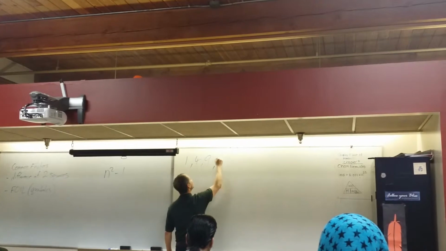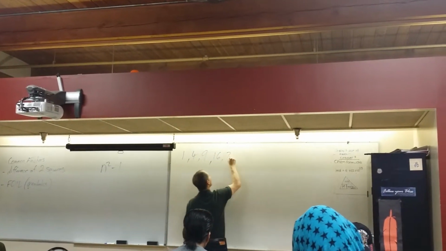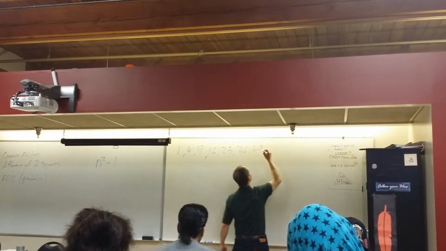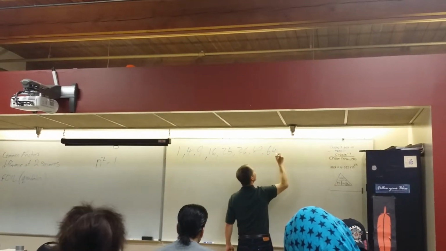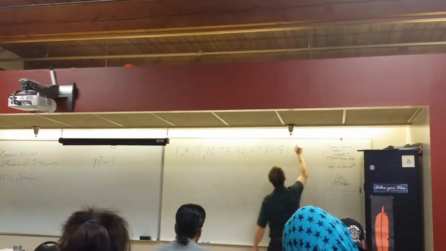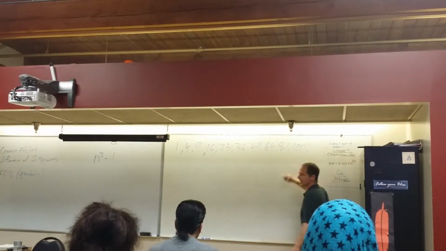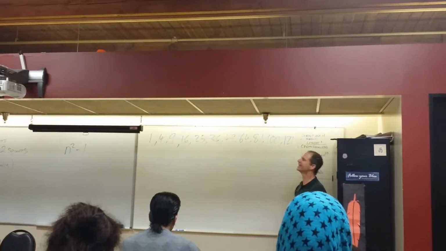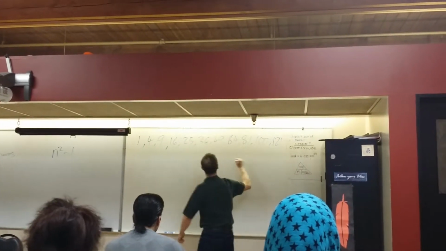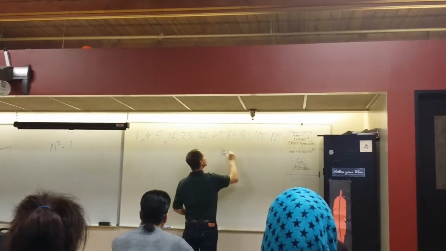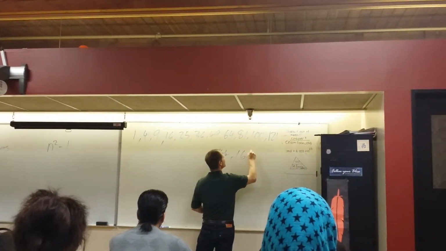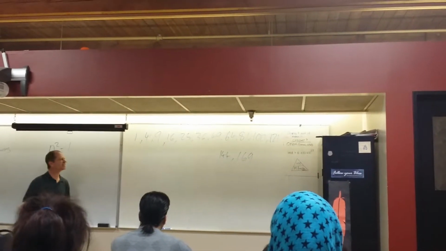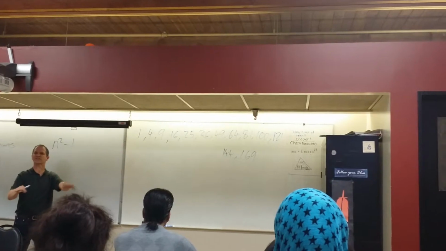Okay, 3 squared. 4 squared. 5 squared. 6 squared. 7 squared. 8 squared. 9 squared. 10 squared. 11 squared. 12 squared. 13 squared. And that's where I pretty much run out. Come on, do it. 14 squared, what is 14? It's fine, it's fine.